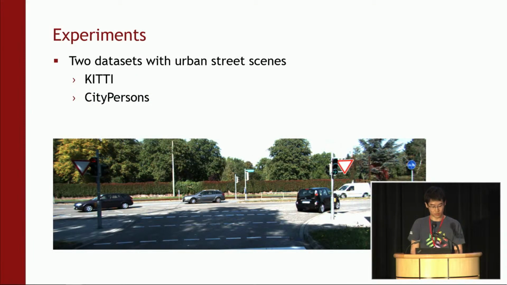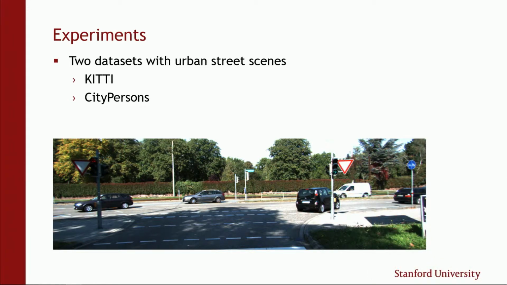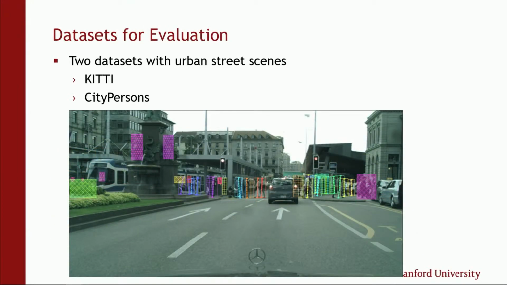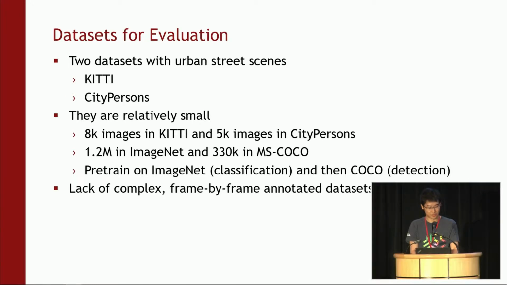So here comes the experiments part. We selected 2 datasets with common urban street scenes that are ideal for autonomous driving. The first is KITTI. Here is an example of the KITTI dataset. And the other is CityPersons. I give an example here. Both datasets are quite small compared with some popular datasets for training deep neural networks. For example, there are only 8,000 images in KITTI, compared with 1.2 million images in ImageNet.